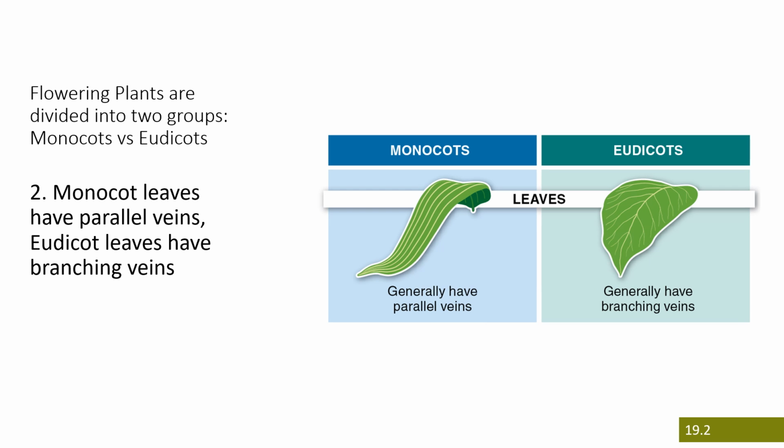You can also tell a monocot from a eudicot by looking at the leaves. Picture a leaf from a corn plant. Corn is a monocot, which have leaves with parallel veins. In eudicots, the veins are in a branched position, more like a maple leaf.